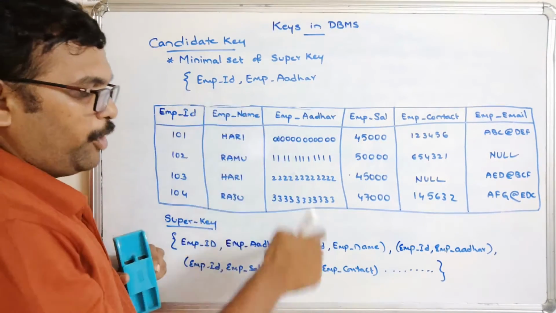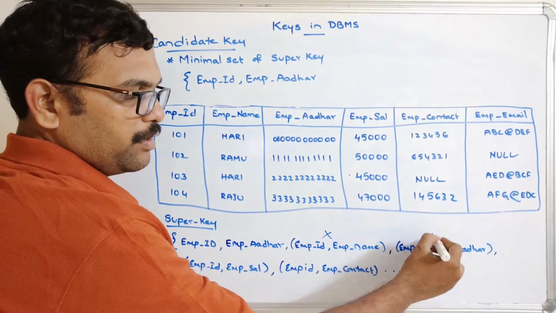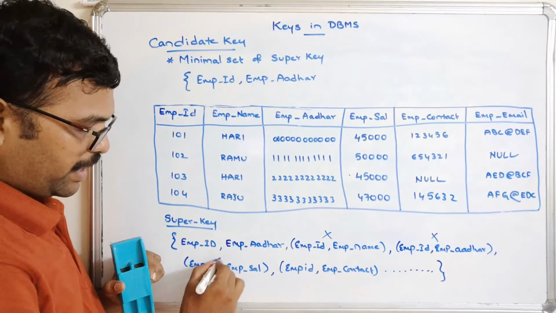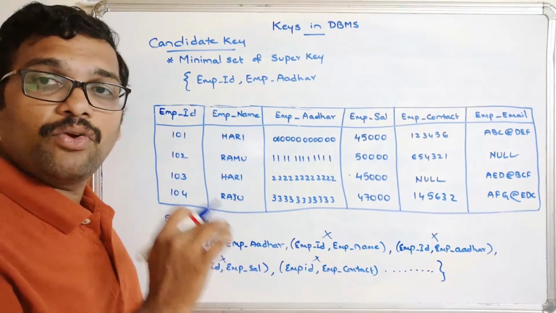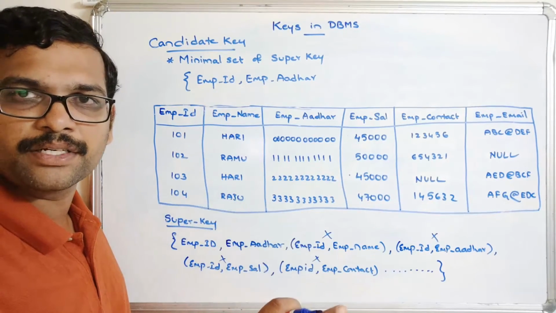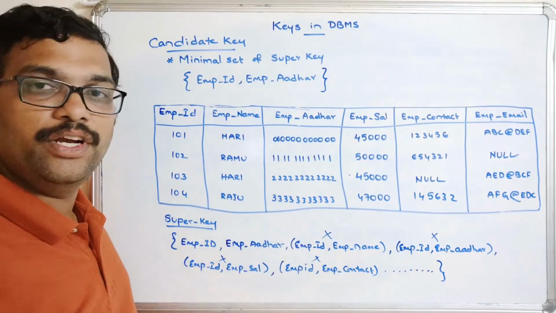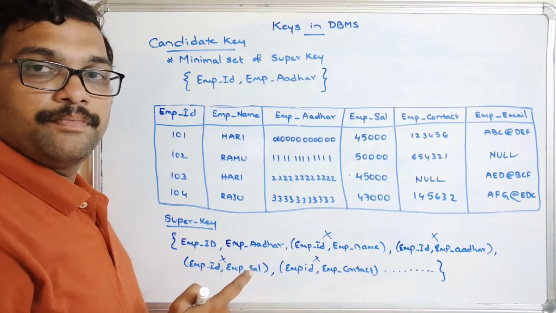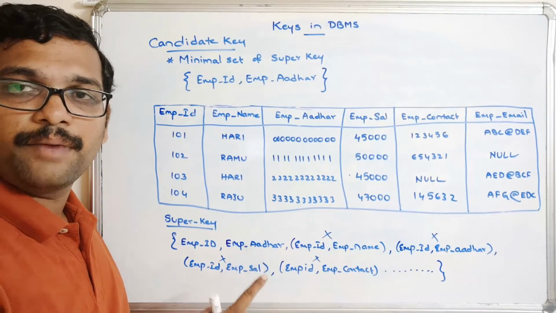So already we have given employee ID, so you should avoid this one. And employee ID and employee other, we have already given this one, you can ignore. Employee ID, employee salary, ignore. Employee ID, employee contact, ignore. So we have to consider only the minimal set from the super key without any repetition. It's called the candidate key. So in this example, we'll have only two candidate keys, that is employee ID and employee other. Other than this, we don't have any candidate keys from this super key.